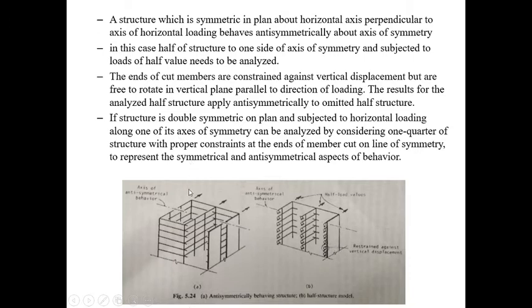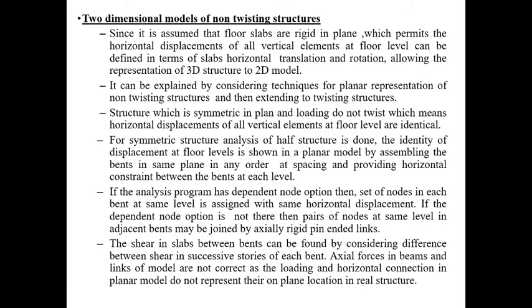Now suppose the structure is double symmetric in plan, that is, two symmetries are considered, and it is subjected to horizontal loading along one of its axes of symmetry. It can be analyzed by considering 1/4 of the structure. Here we considered half, there we can consider 1/4 of the structure with proper constraints at the ends. Wherever you cut, proper constraints are to be applied along the line of symmetry to represent the symmetrical and anti-symmetrical aspects of behavior. So this is the first one, symmetry and anti-symmetry.